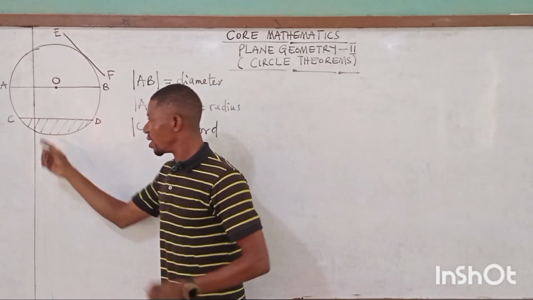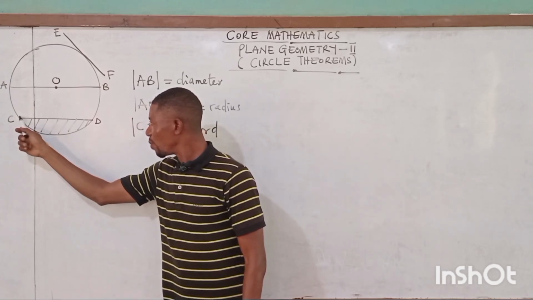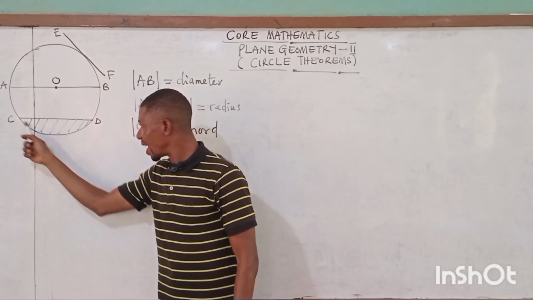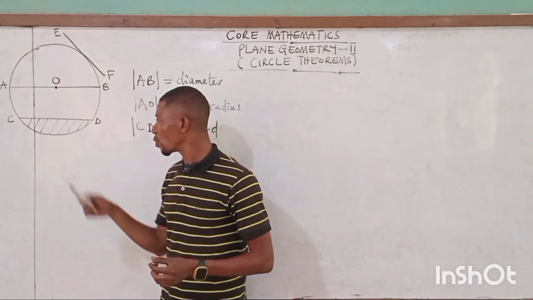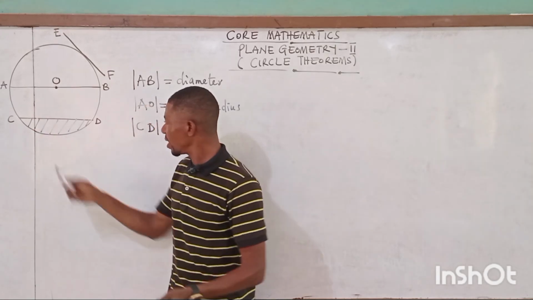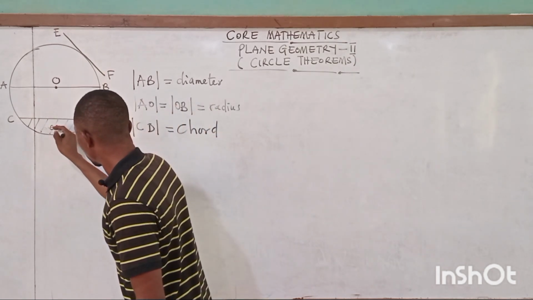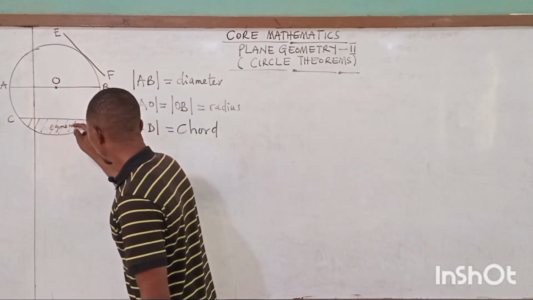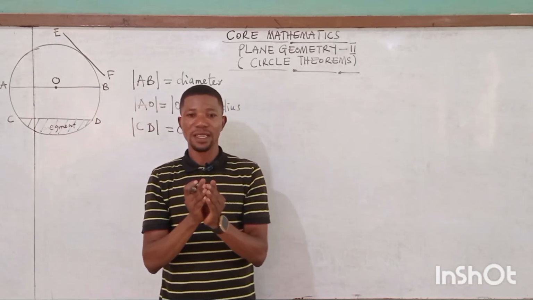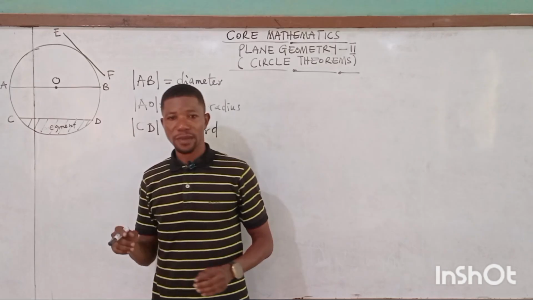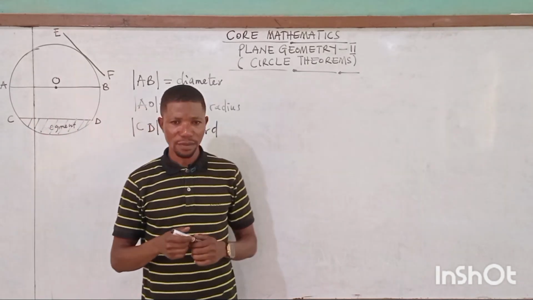We have this region here, bounded by the chord and an arc. So the region bounded by a chord and an arc is what you call segment. So this is the segment. This portion is what you call segment. Segment is this portion, which is a region that is bounded, or a space that has been bounded by a chord and an arc, this arc. So this region is what you call a segment.